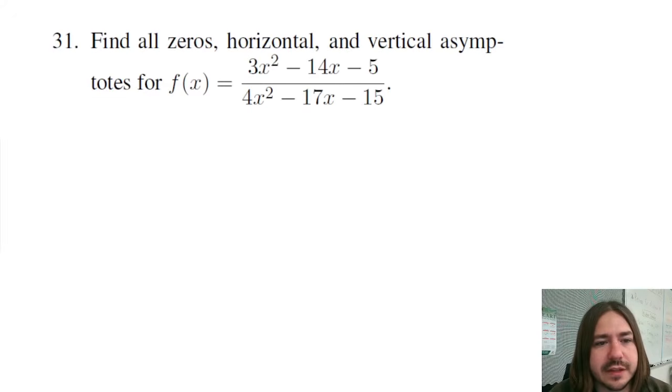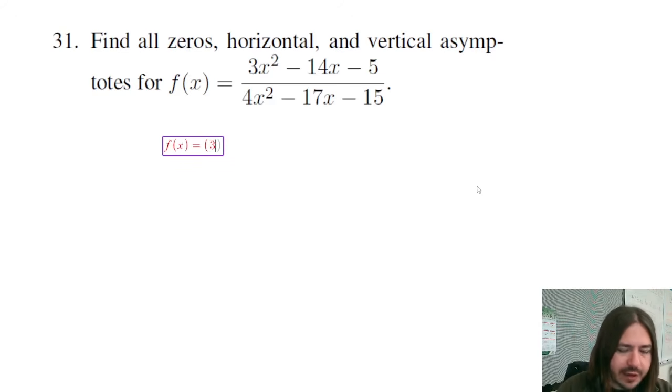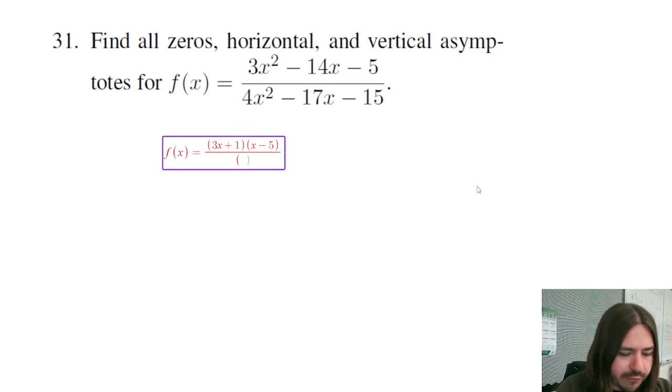Number 31 says find all zeros, horizontal and vertical asymptotes for this rational function. So the first thing we want to do is to try to factor this and see if there's anything we can simplify. So the numerator will factor as 3x plus 1 times x minus 5, and the denominator can factor as 4x plus 3 times x minus 5.